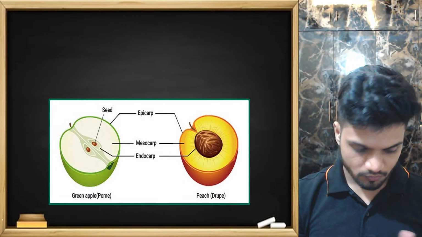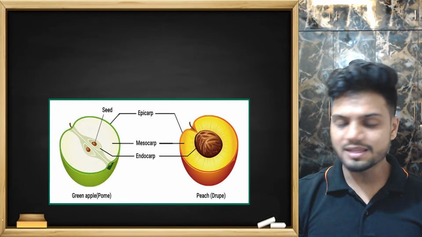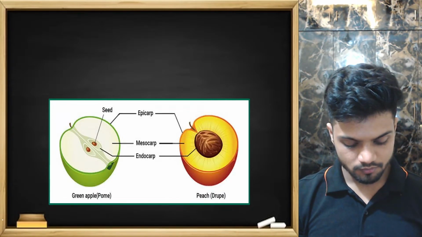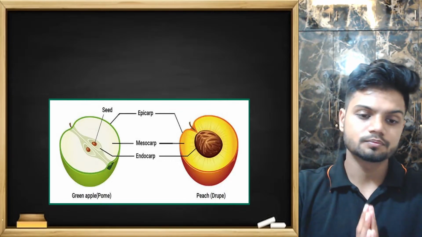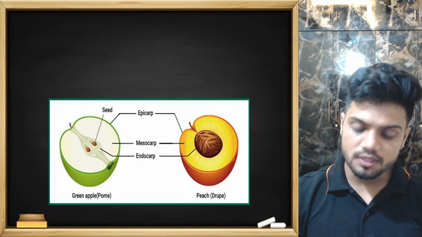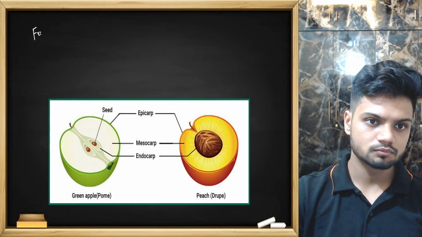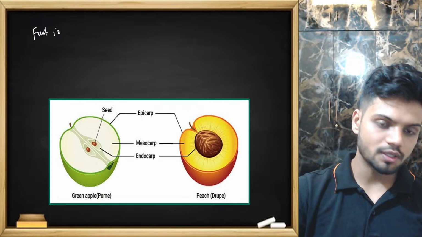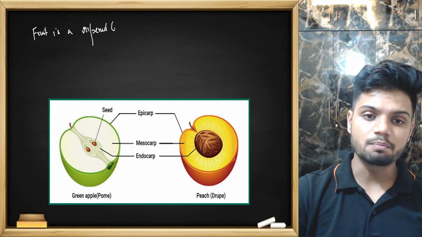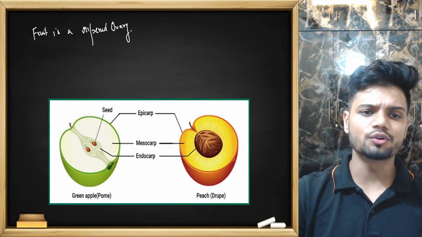Quickly, all of you. Is lady's finger a fruit or vegetable? It is a fruit. Tomato is a fruit. Berry is a fruit. Mango is a fruit. Apple is a fruit. What is a fruit then? Fruit is a structure which develops from the ovary. Fruit is a ripened ovary.